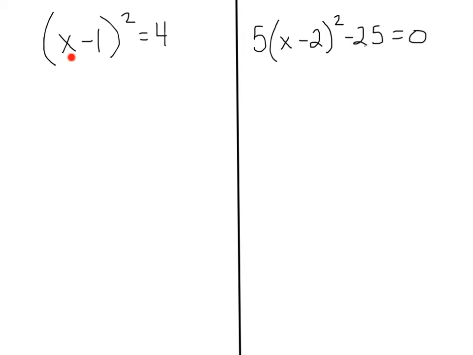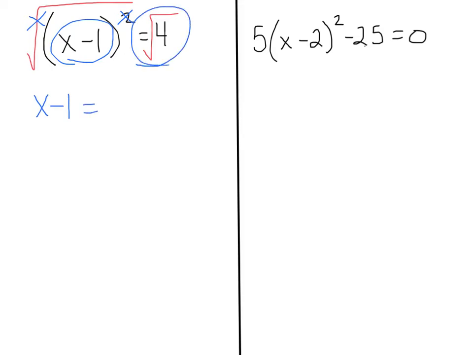So here I've got x minus 1 all being squared equals 4. Now what do we say we do to get rid of squared? What is the opposite of squared? Square root. So I'm going to square root the left there and square root the right. Okay, now notice what happens. The square root and the squared go away, leaving me just x minus 1 on the left. And that equals whatever the square root of 4 is.